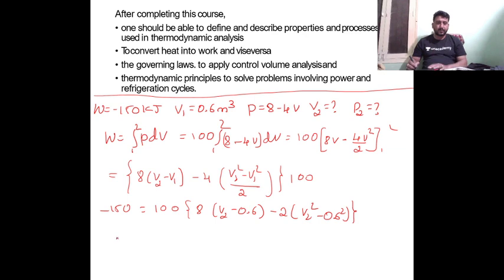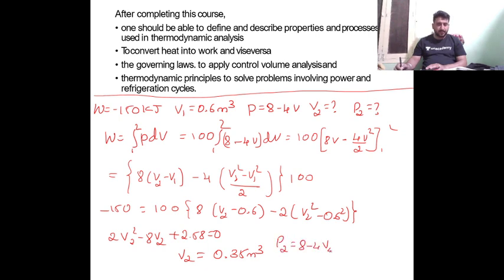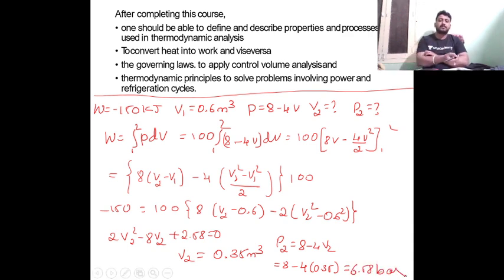So that is equal to 2V2 square minus 8V2 plus 2.58 equal to 0. So use the quadratic equation here. You will get V2 equal to 0.35 meter cube. And what will be the final pressure? P2 is equal to 8 minus 4V2, so that is 8 minus 4 into 0.35, which is equal to 6.58 bar. So this is the solution for this.